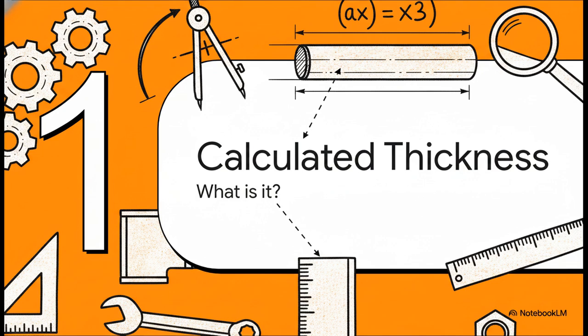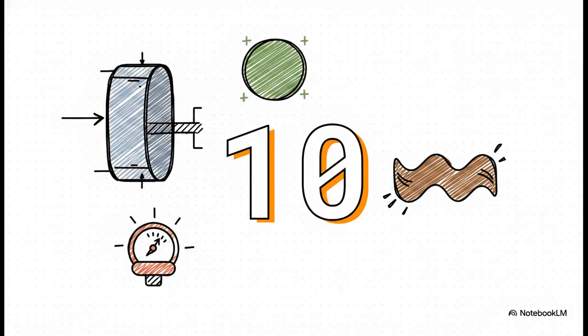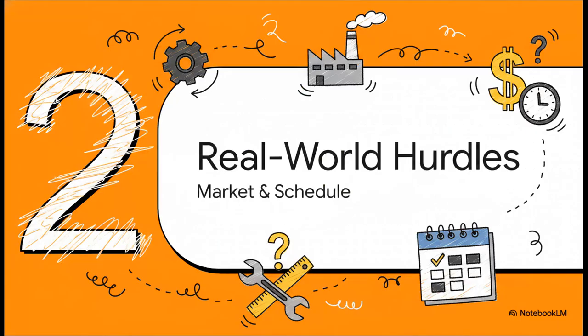What is calculated thickness? When you're designing a vessel, you, as the engineer, come up with a calculated thickness. Let's stick with that 10 mm example. That number isn't just a random guess. It carefully factors in the design pressure your equipment needs to withstand, plus an allowance for future corrosion. In a perfect, textbook world, 10 mm is the precise number we'd use, no questions asked. But we don't live in a textbook.